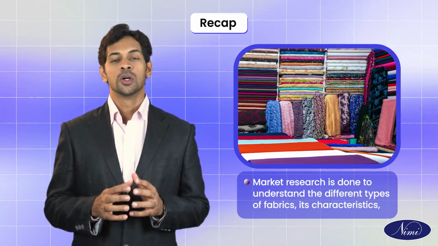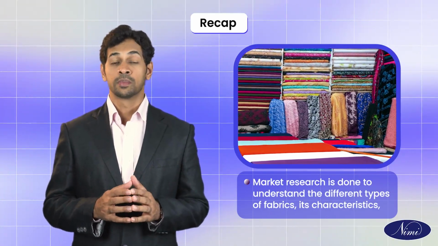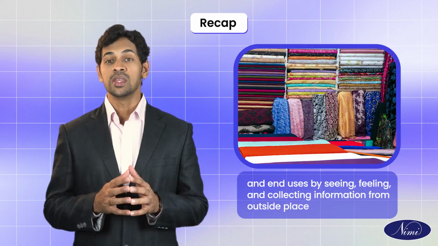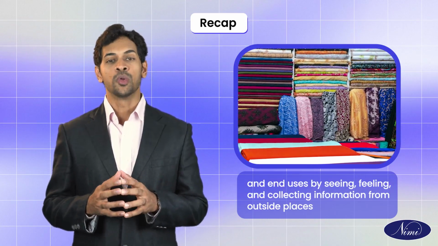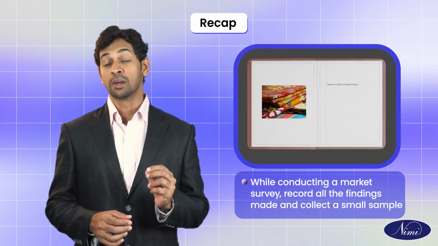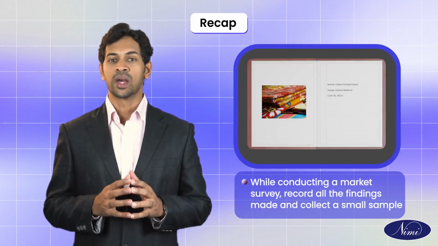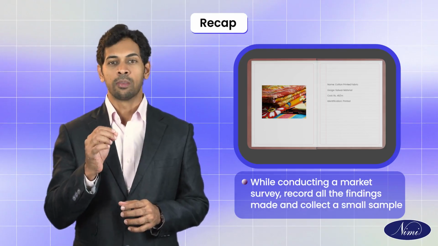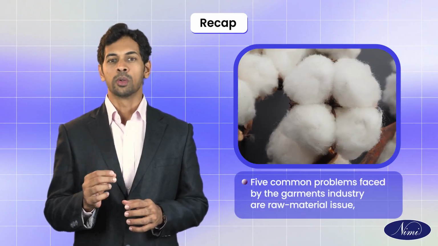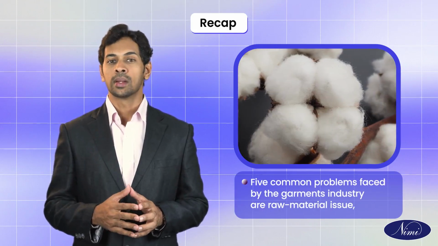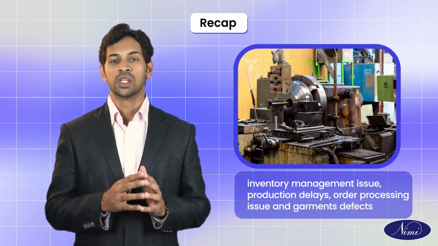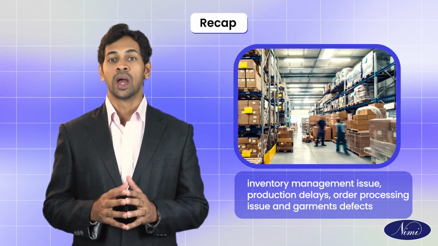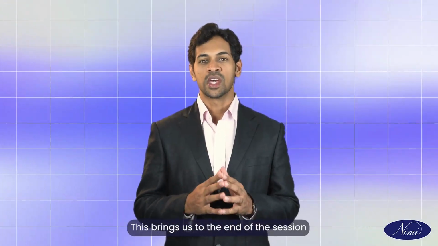Market research is done to understand the different types of fabrics, its characteristics, and end users by seeing, feeling, and collecting information from outside places. While conducting a market survey, record all the findings made and collect a small sample. 5 common problems faced by the garments industry are raw material issue, inventory management issue, production delays, order processing issue, and garments defects. This brings us to the end of the session.